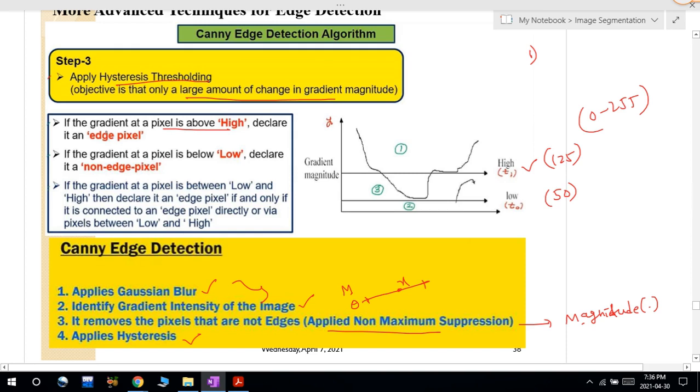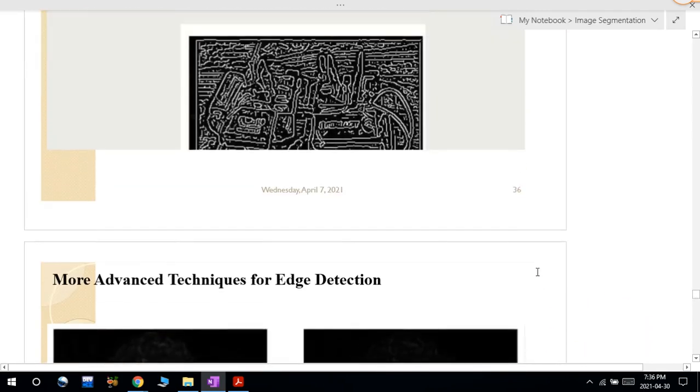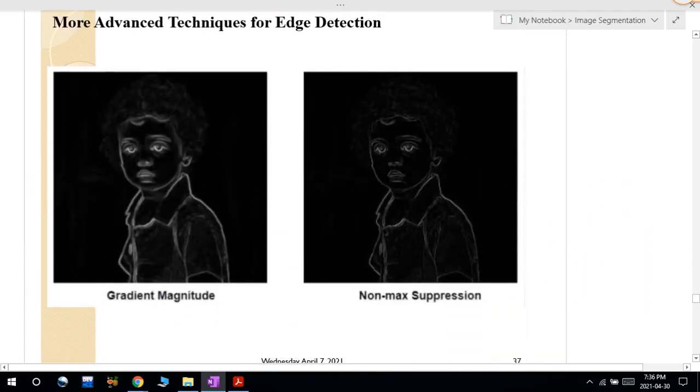After applying non-maximum suppression, I will get the gradient pixels. For those pixels, I will compare with the threshold values. If that particular gradient of the pixel is above the high threshold value, then I can declare it as an edge pixel. Then I will consider that for the final edges. And if that gradient of the pixel is below the low threshold, then I can declare it as a non-edge pixel. So after non-maximum suppression, I will try to get all the edge points.